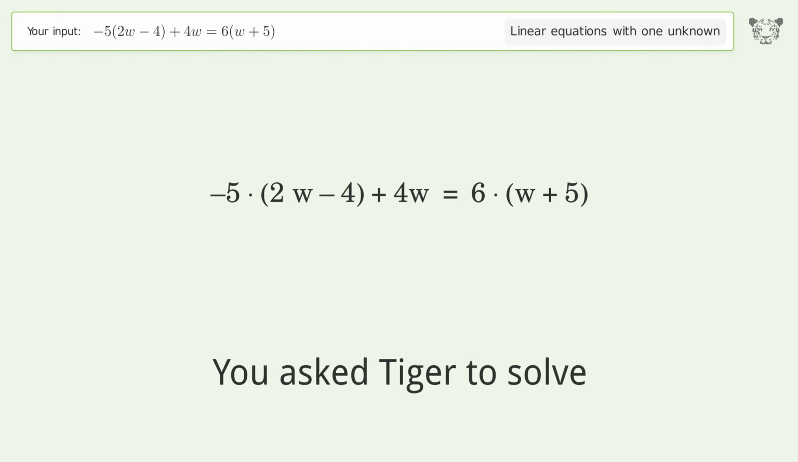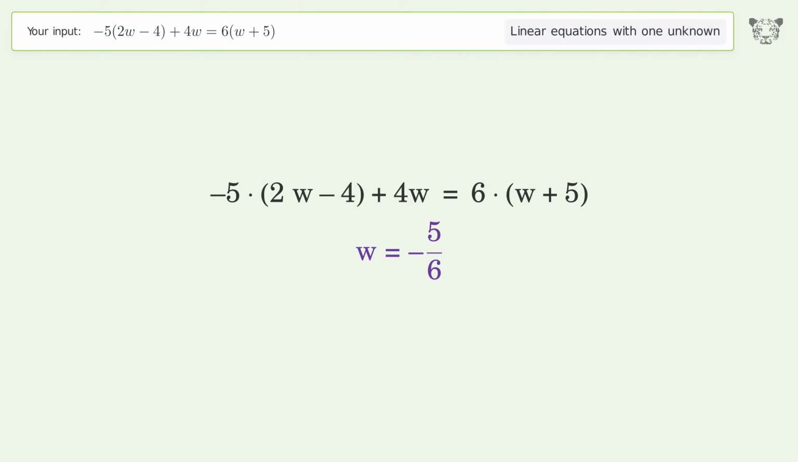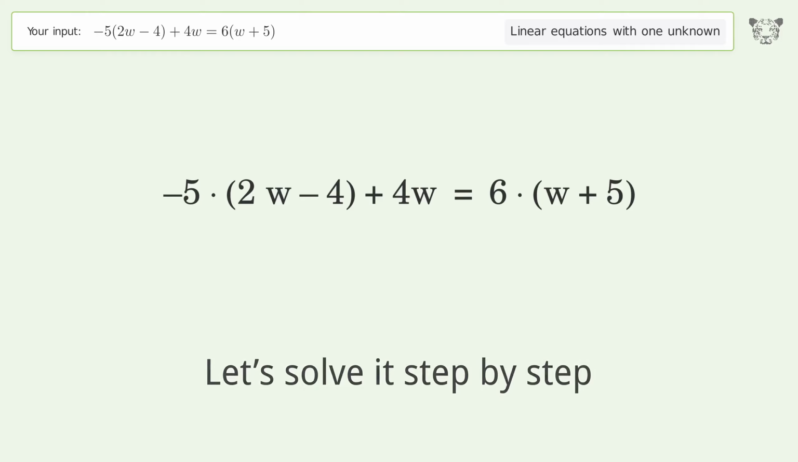You ask Tiger to solve. This deals with linear equations with one unknown. The final result is w equals -5/6. Let's solve it step by step.